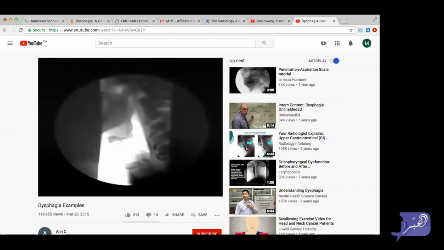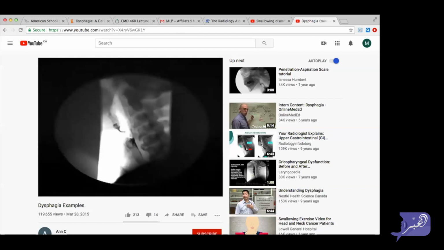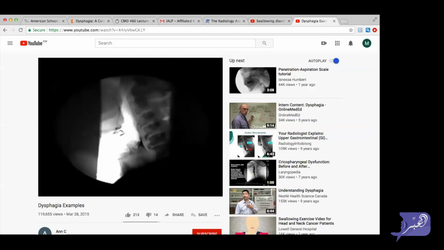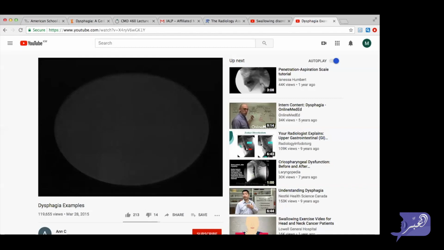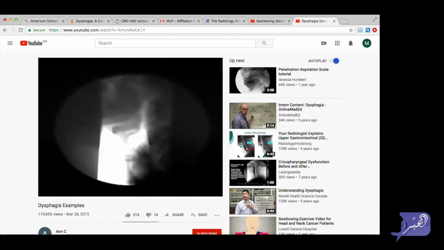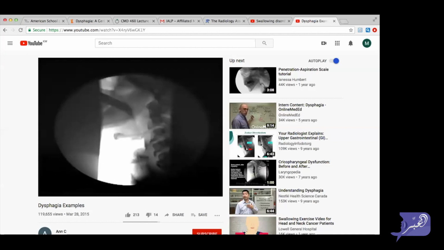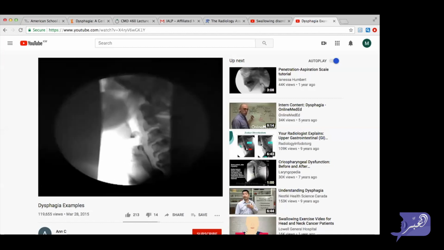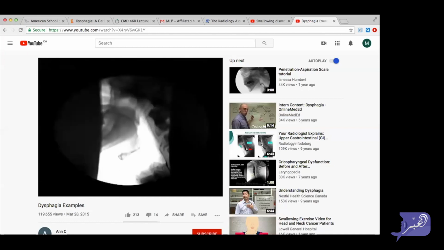Half teaspoon thick liquid. One teaspoon thick liquid. I can't maximize the screen. Half teaspoon paste. So this is something thicker. It's a paste, more like a solid. It's still going through okay. One teaspoon paste.